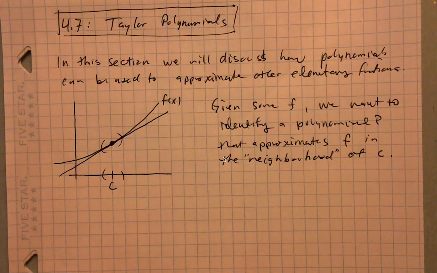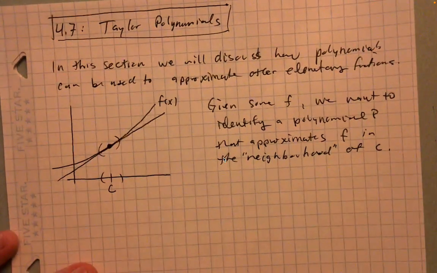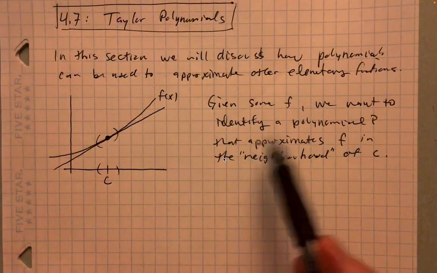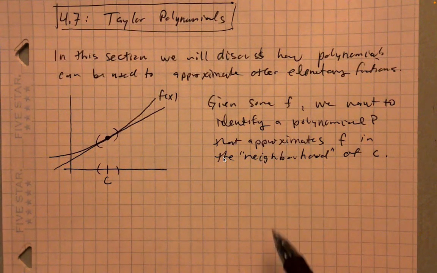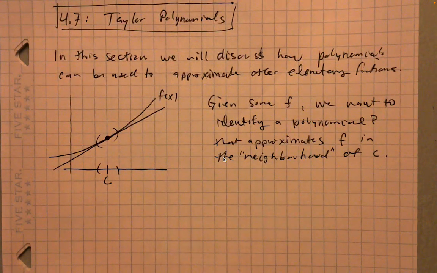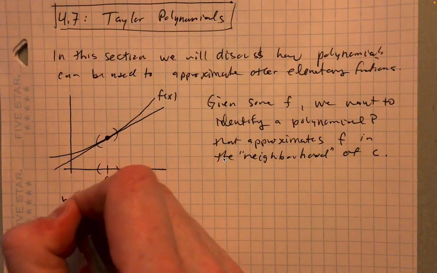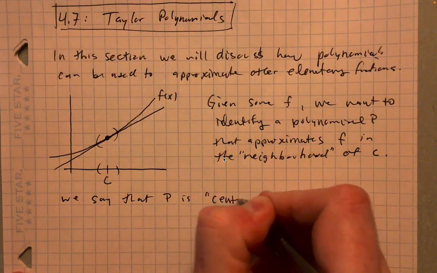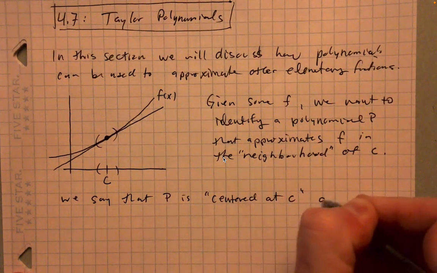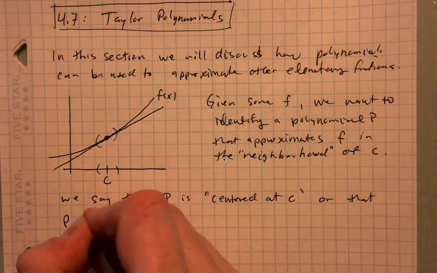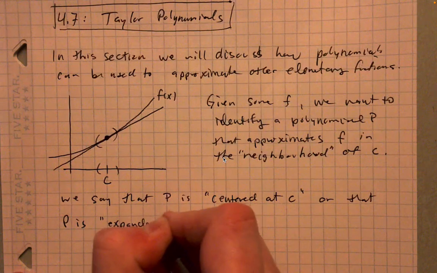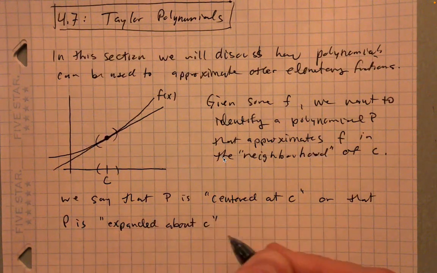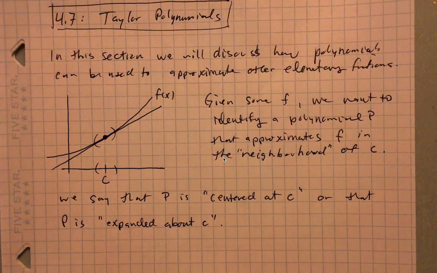The terminology we'll use in conjunction with this is that, if we're interested in p approximating f in the neighborhood of c, then we'll say that p is expanded about c or centered at c. Those are two interchangeable ways of saying the same thing. So we say that p is centered at c, or that p is expanded about c.